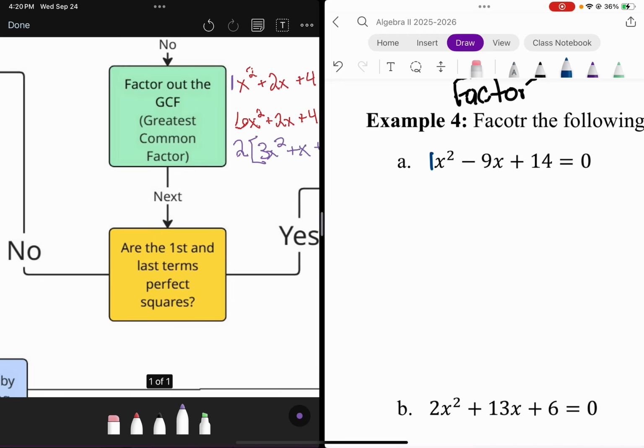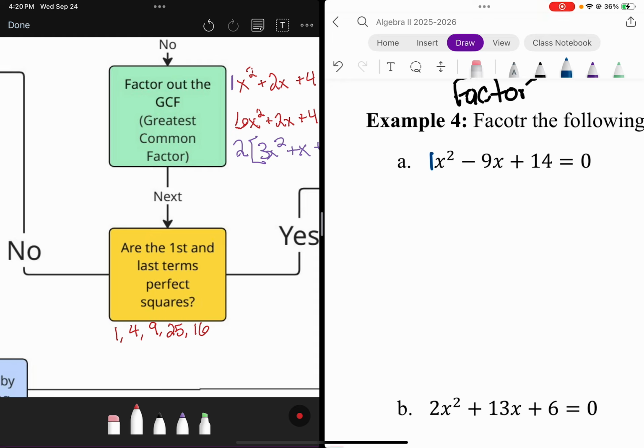Then the next thing you're going to look at is, are the first and the last terms perfect squares? By perfect squares, we are thinking of numbers like 1, 4, because 2 times 2 is 4, or 9, because 3 times 3 is 9, 25, because 5 times 5 is 25, oh, I forgot 16, 4 times 4 is 16. That is what I mean by perfect squares.